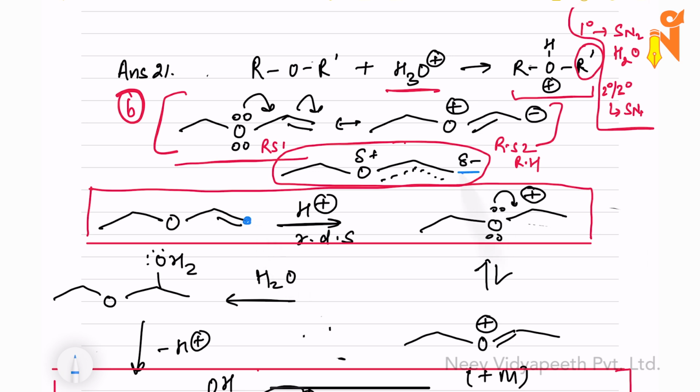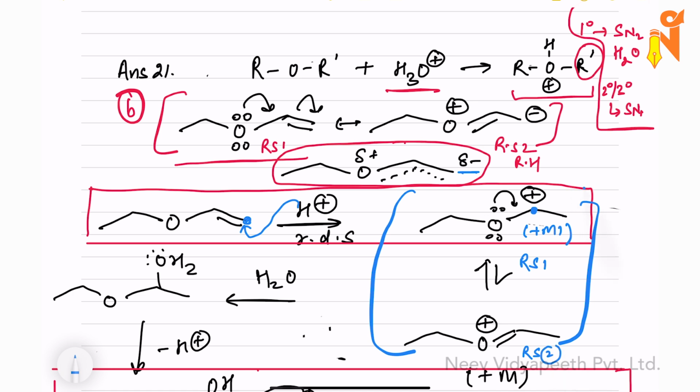Why? Because according to the resonance hybrid, the electron density is very high over here. So H+ will attack over here and the cation will form on this carbon, which is going to get +M stability from oxygen. So this is the resonating structure RS1 and this is RS2 of this species. The carbocation is extremely stable due to +M stability.